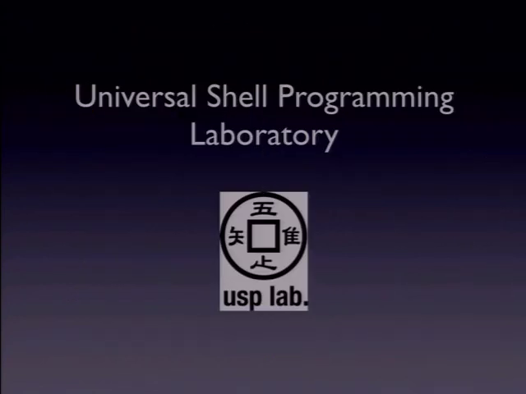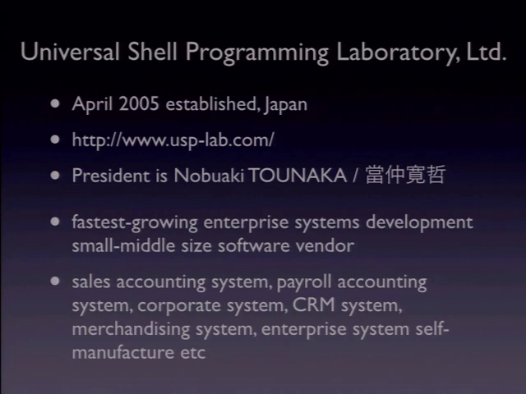Well, I will explain USP a little. A very unique company, the fastest growing enterprise system development software vendor. USP, Universal Shell Programming Laboratory, was founded in 2005, a very young company. The president is Nobuaki Tonaka. He is the president of BS Consulting too. USP is a member of XLAD and the original creator of the Unicage software development method.